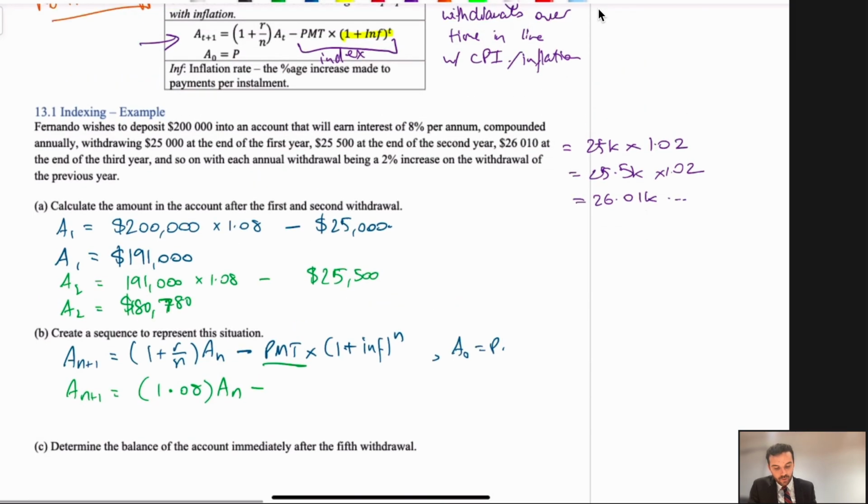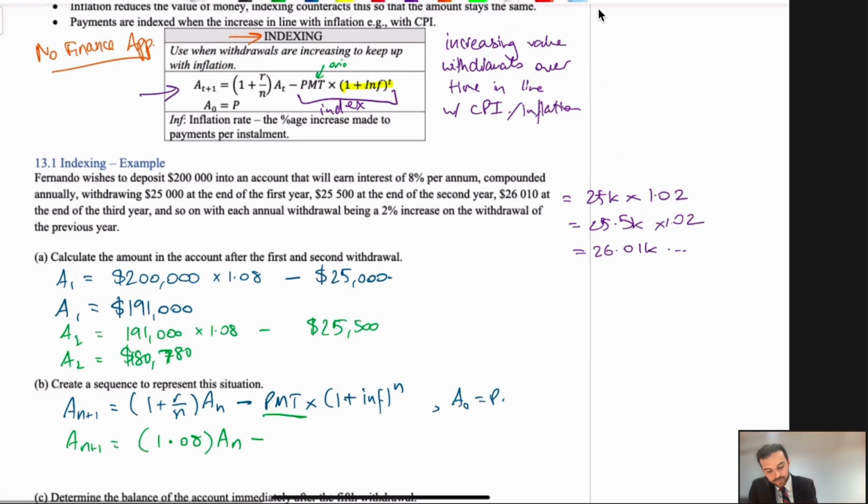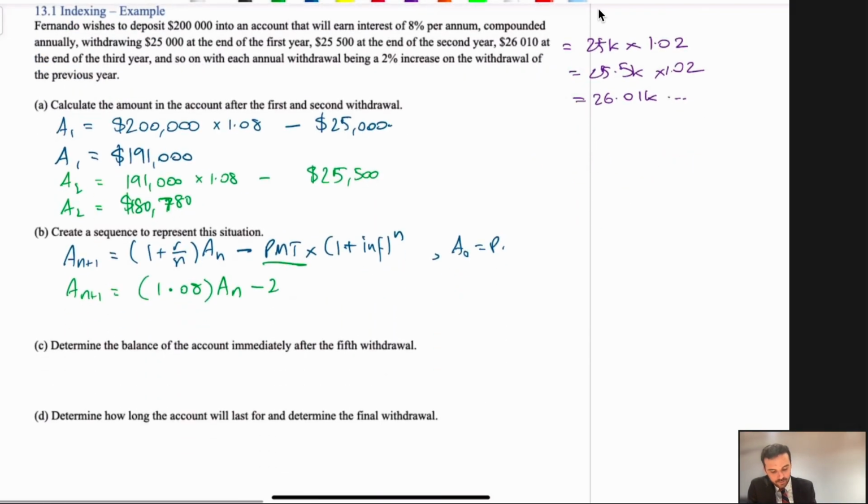Okay, so what was your original payment? And I'll put this here. Your original payment is $25,000. Then we times it by the inflation rate, 1 plus 0.03. Now we can see that this is going to change to 2%, sorry. And then we put it to the power of n. Next we put in our A0. The initial amount was $200,000. Okay? So what we now have is our recursive rule.